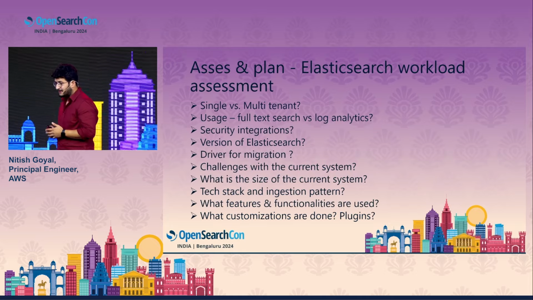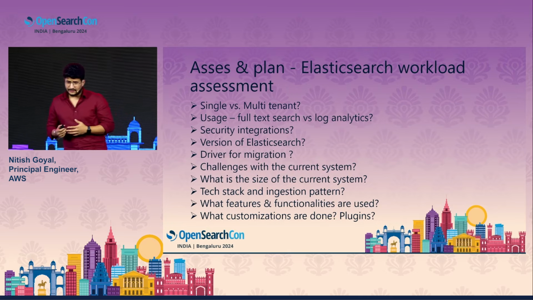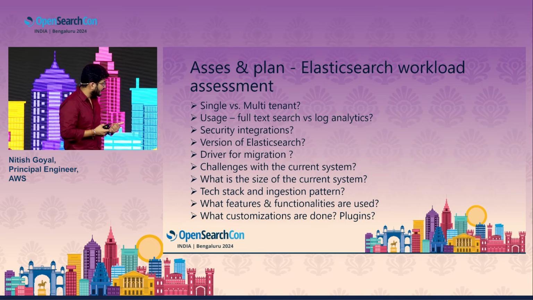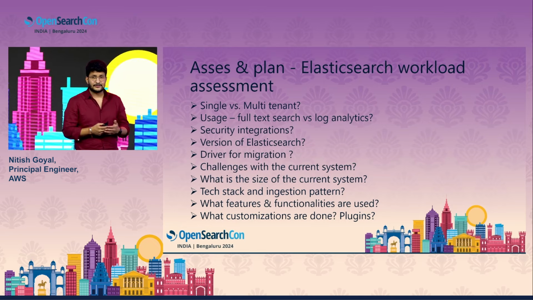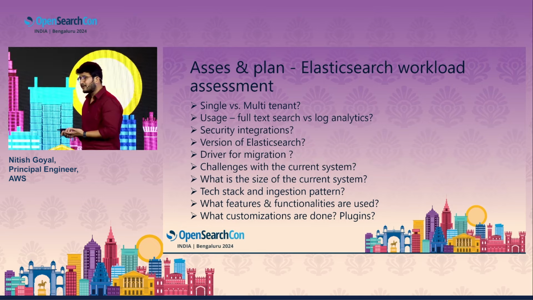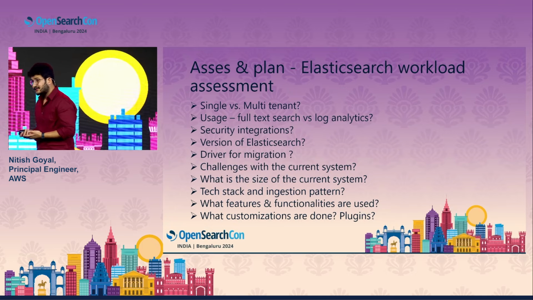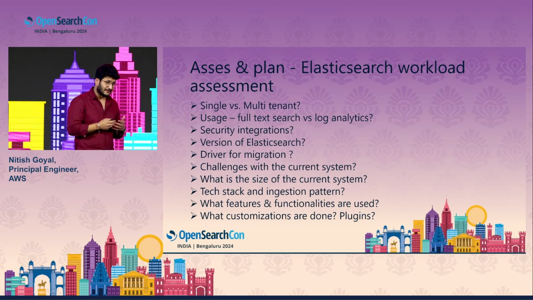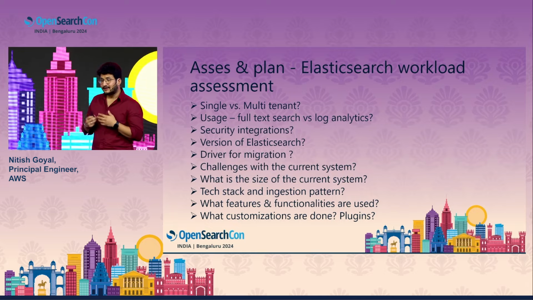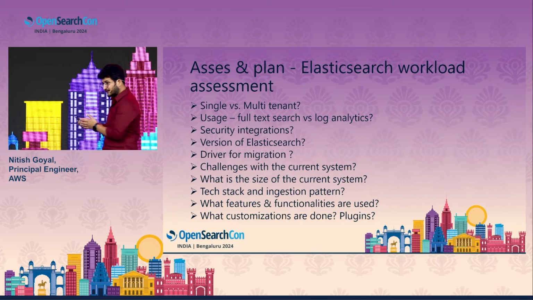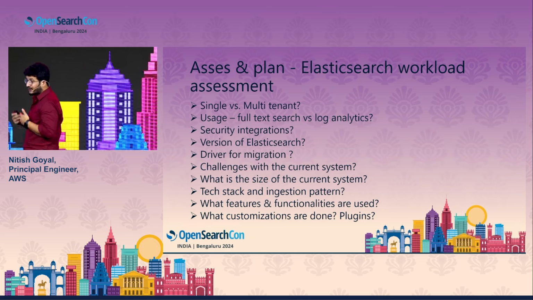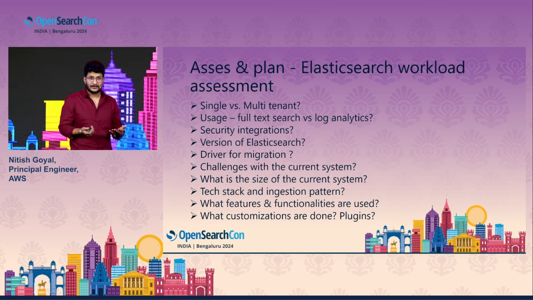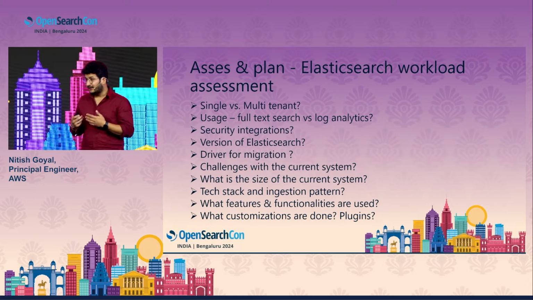So we'll go one by one. Let's talk about assessment and planning. You talk about different use cases. Is my use case single or multi-tenant? Is it a text search-based solution or log analytics? What version of Elasticsearch am I currently on? Do I need re-indexing? I'll talk about this in some time, because there is index compatibility across different major versions. What are the current challenges of my system? Am I looking for search latency improvement, ingestion improvement, or something else?